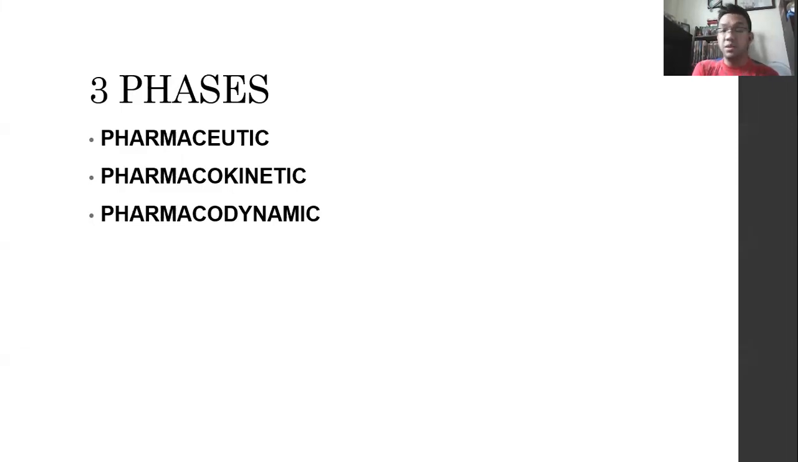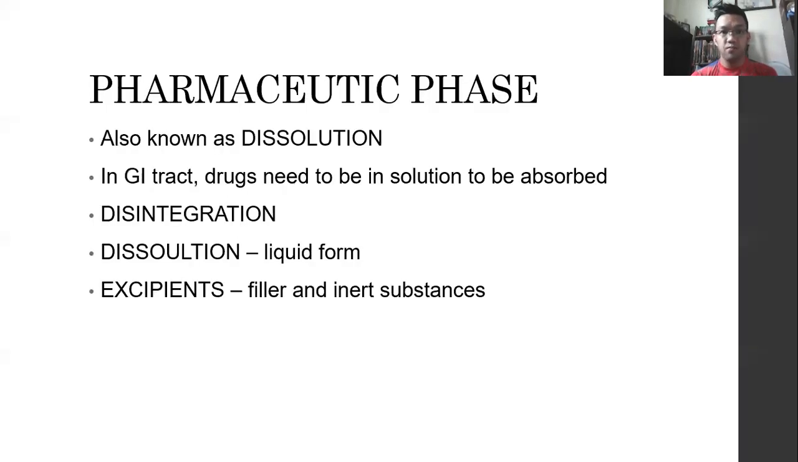We have the pharmaceutic, pharmacokinetic, and pharmacodynamic phases of drug action. We'll start with the first one. The pharmaceutic phase is also known as the dissolution.